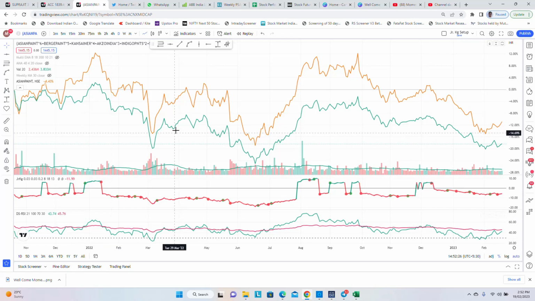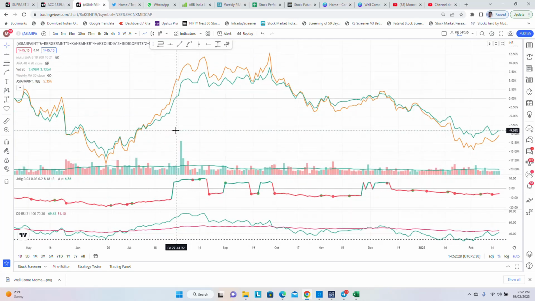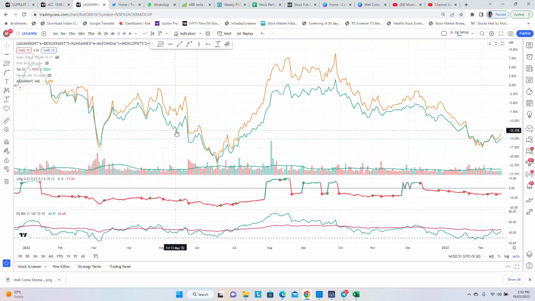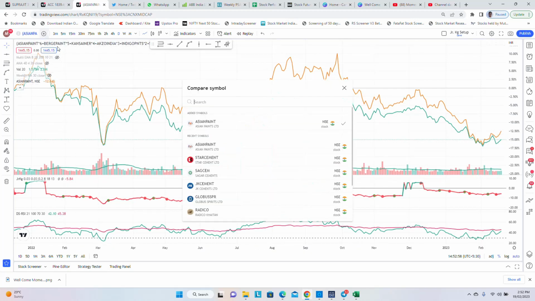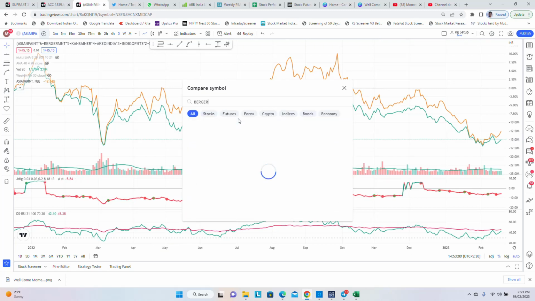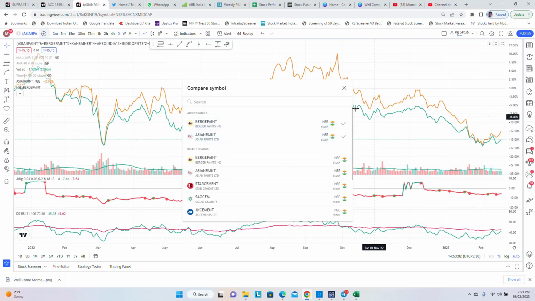But this is over a very long time, so we will take the data from here. This is January. From here, even though both are moving in the same direction, whenever the index comes down, Asian Paints also comes down. But now Asian Paints is pointing upwards, and the index is also pointing upwards. If I want to compare one more stock with this, it is Berger. So here is the Berger.